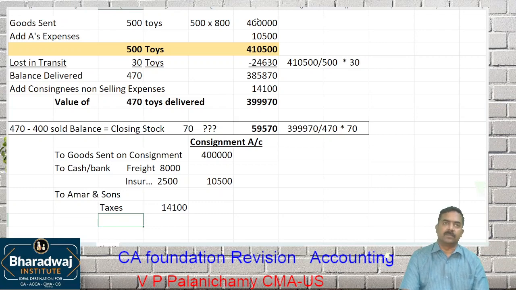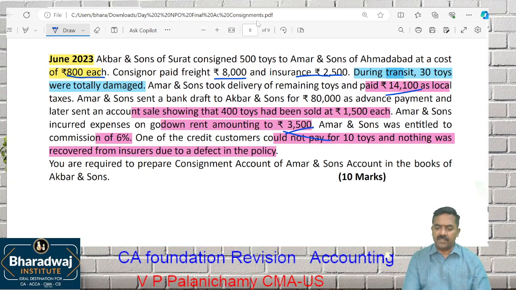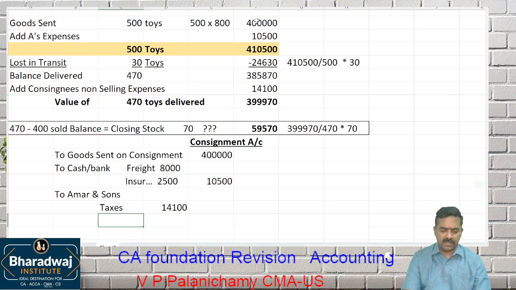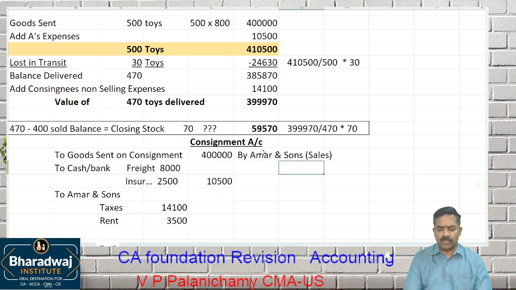All expenses will come. Advance money will not come. Advance money is not an expense. They have paid godown rent. How much have they paid? By Amar and Sons for the sales. How much sales have they made? How many units are sold? 400 into 1,500. They have sold for 6 lakhs.